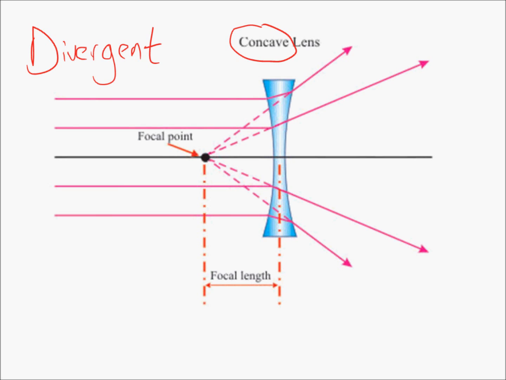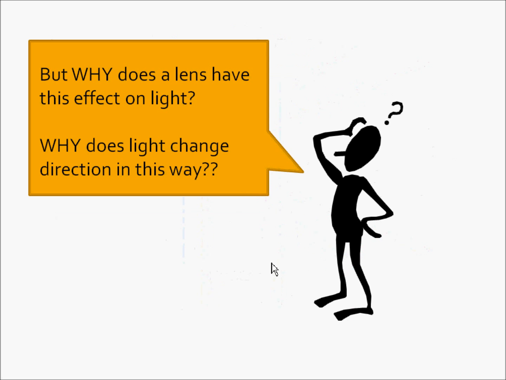But firstly, I want us to try and understand why a convex lens has this effect, and why a divergent or concave lens has this effect. So I'd like you please to have a little think. Do you know why a lens has this effect on light, and why is the lens able to change the direction of light in this way? Stop the tape.